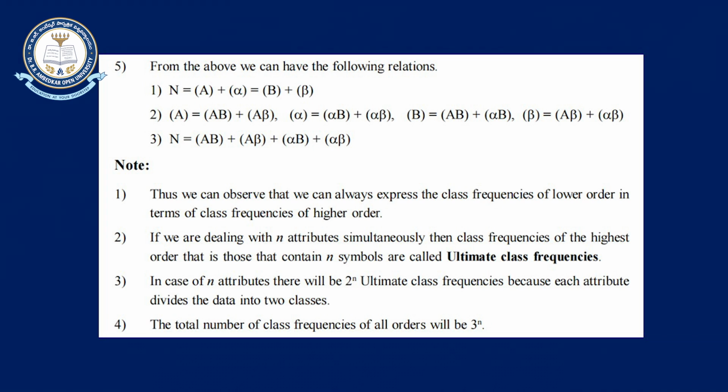Another is that when dealing with n attributes simultaneously, the class frequencies of the higher order, those with n symbols, are called the ultimate class frequencies. The total count depends on the number of attributes we are dealing with. If there are n attributes, there will be 2 power n ultimate class frequencies, since each attribute is divided into 2 classes. Next, the total number of class frequencies of all orders will be 3 power n. That is one of the observations.